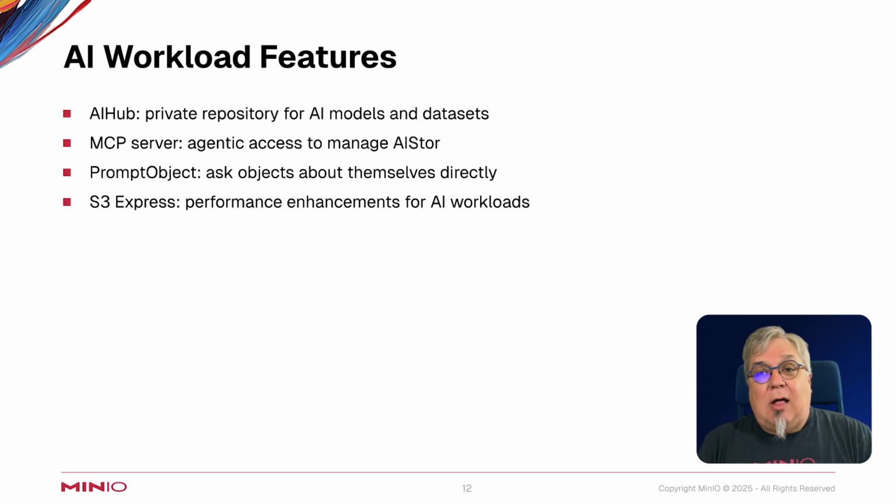We've also added a lot of AI workload features to AIStor, including the AI Hub, which is a private repository for all of your AI models and datasets. We have an MCP server for agentic access to manage your AIStor deployment. Prompt objects allows you to ask objects themselves directly about what's in them. They can compare to other objects. You can even use it to get details about the object itself. And we also now implement S3 Express, which is a lot of performance enhancements to support those AI workloads.